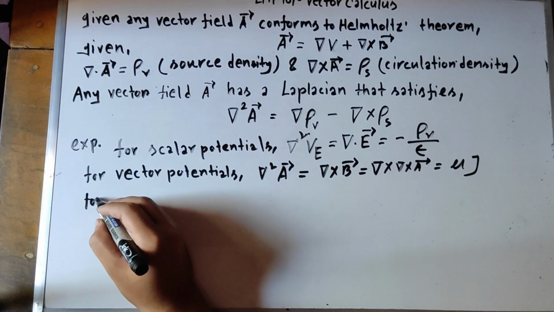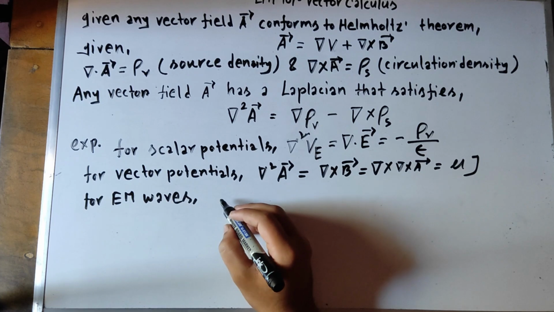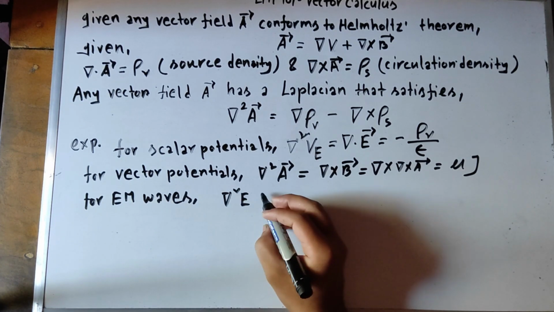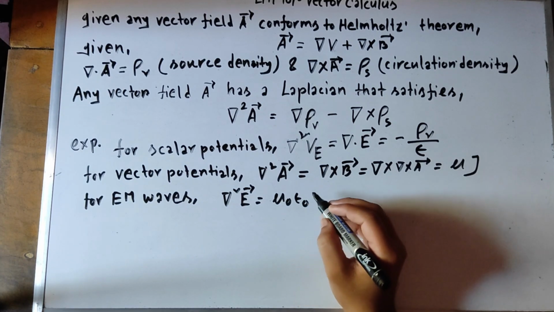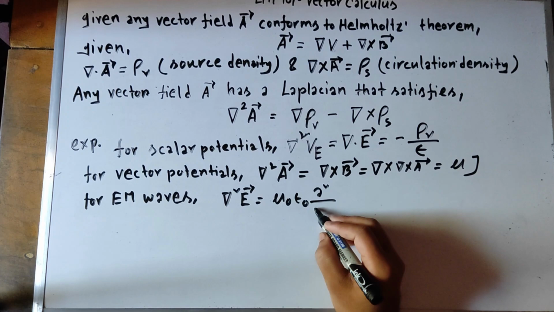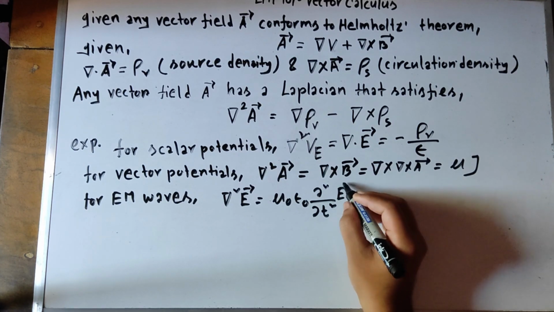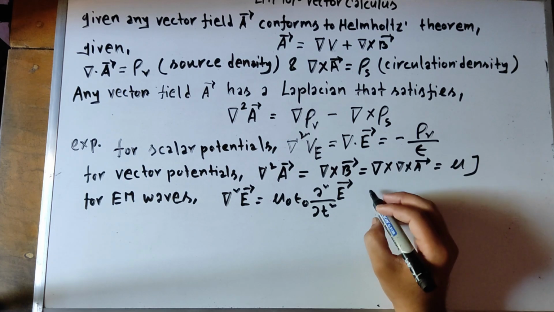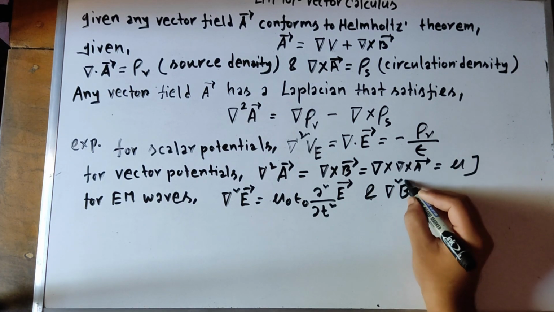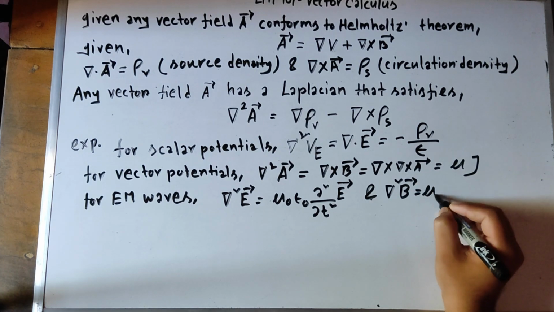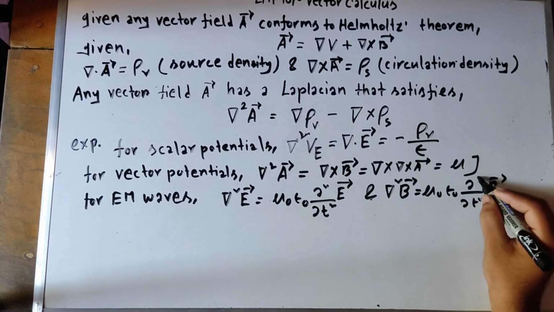For EM waves, the Laplacian of the electric field is mu epsilon times the second partial derivative of the vector field E. And in conjunction to the electric wave equation, the magnetic wave equation is also mu epsilon times the second partial derivative of the magnetic field itself.